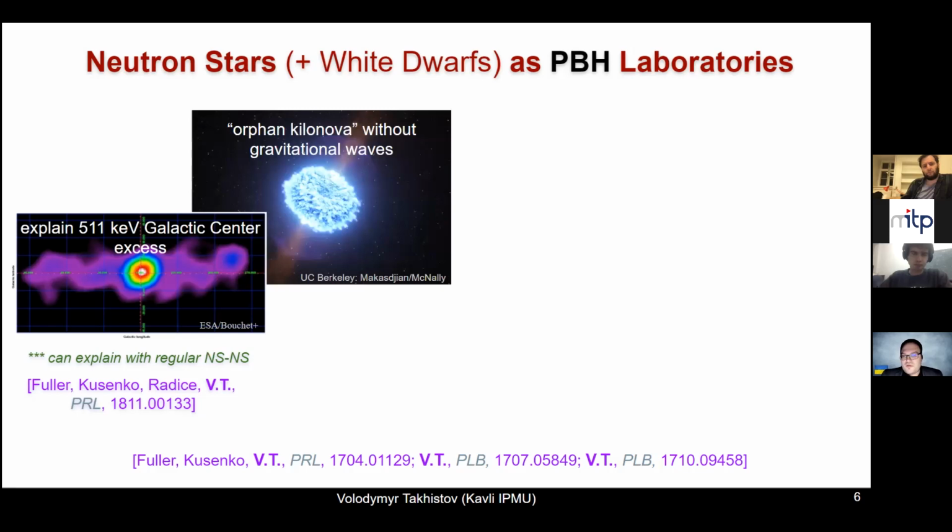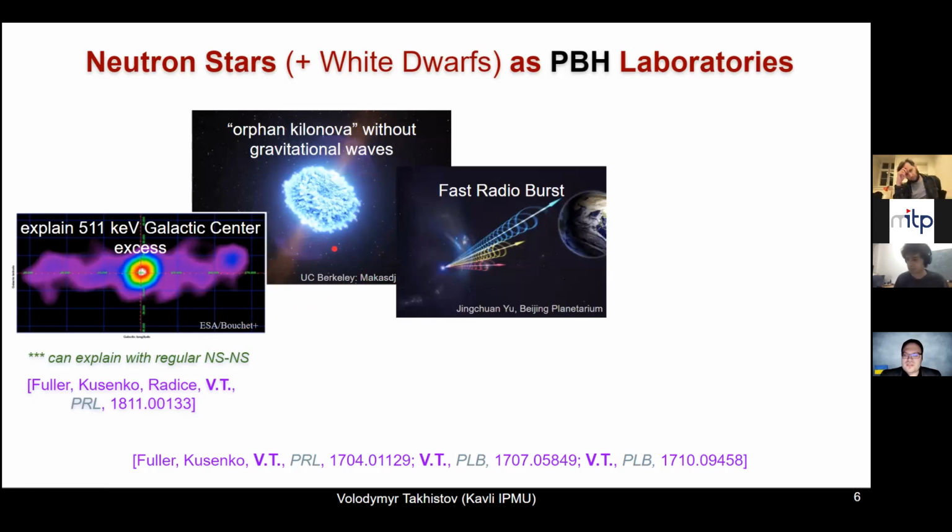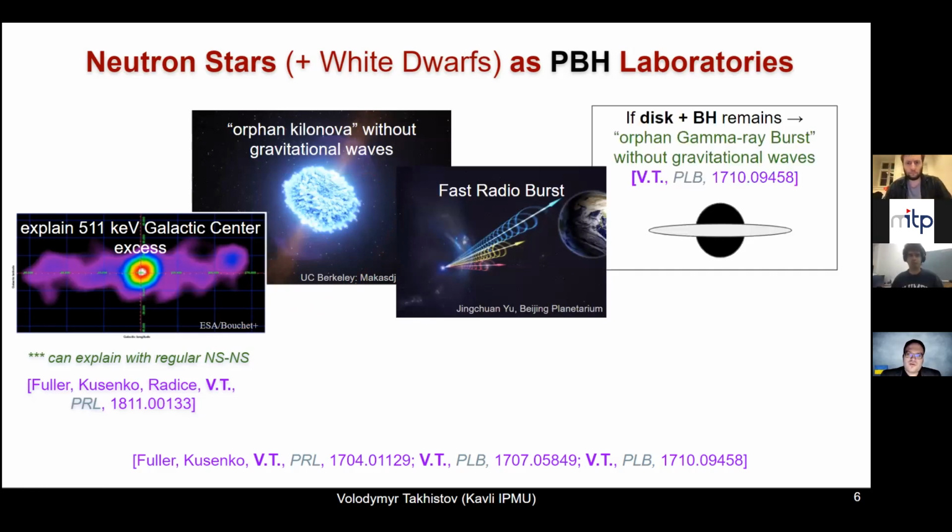But one can also have from such interactions of small primordial black holes with compact objects some novel signatures, such as an orphan kilonova with gravitational waves. And the idea here is that there will be no merger coincidence, for example, like in the case of neutron star merger. So this would be a novel type of signature that can be thought of and looked at astrophysically related to this scenario. One can also have other signatures such as fast radio bursts, or if there is an accretion disk that forms, perhaps a gamma ray burst without gravitational wave emission.